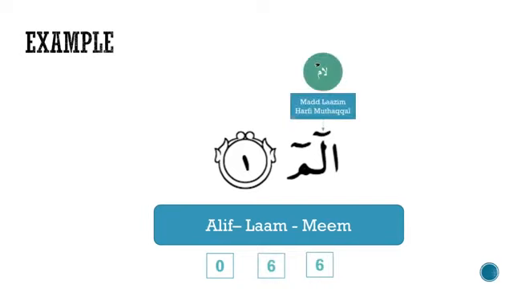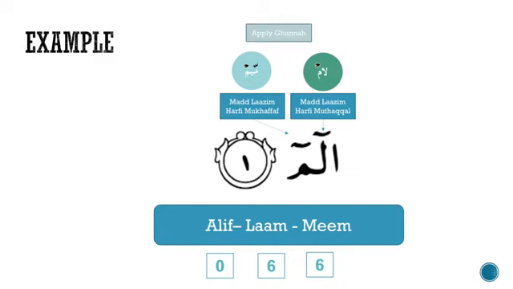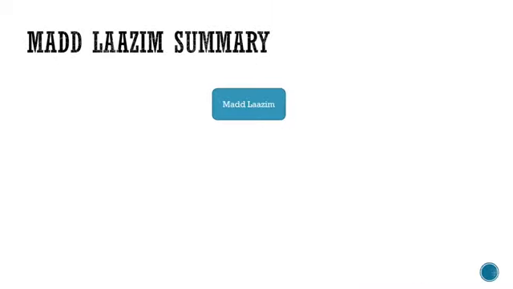The Lam is known as Mad Lazim Harfi Muthaqqal. As you can see, there is an Alif Madda followed by a Mim with a Sukoon. The Mim is known as Mad Lazim Harfi Mukhaffaf. As you can see, there is a Ya Madda followed by a Mim with a Sukoon. As the 2 meems are merged together, we will apply a ghunna for 2 counts. Hence, Alif, Lam, Mim.